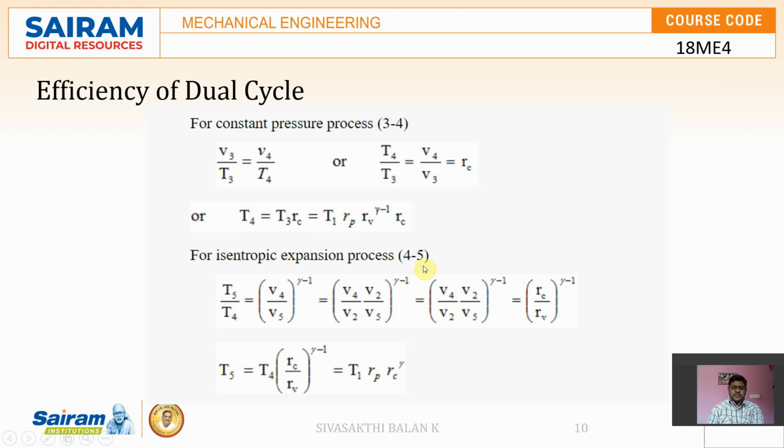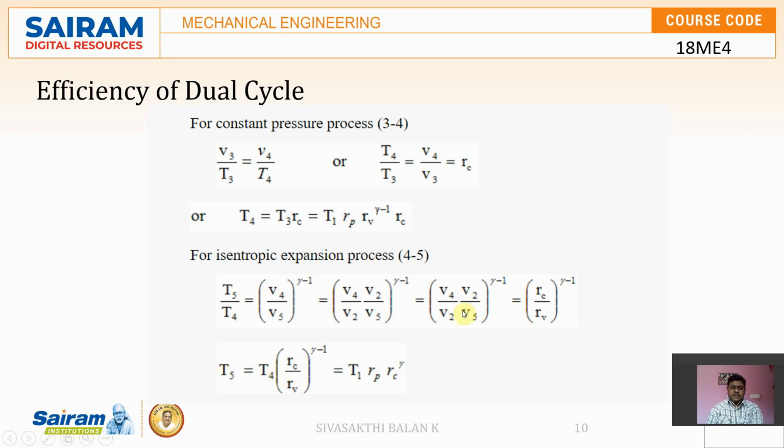And for the last process, 4 to 5, it is the isentropic expansion process. Since it is an isentropic expansion process, we are going to use the relation TV to the power gamma minus 1 is equal to constant. From this we can derive T5 by T4 is equal to V4 by V5, and we are going to multiply by V2 and divide by V2, so that the entire term will not vary. We know that V4 by V2 is RC and V2 by V5 is RV, because V5 is equal to V1, since the process 5 to 1 is the constant volume heat rejection process. So, V5 is replaced by V1, and we know that V2 by V1 is the compression ratio.